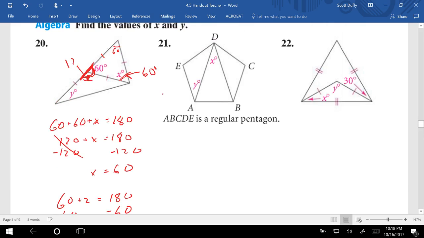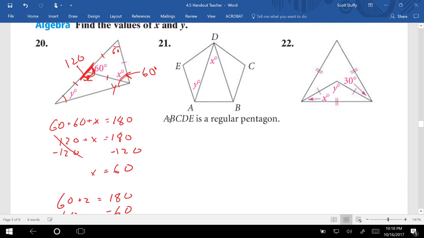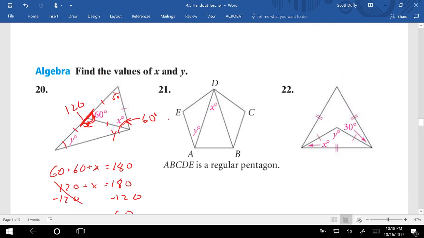Now if this is 120 right there, I know if these two sides are equal, then this angle is equal to this angle, so these are both y. If I had more room, I would work it out, but I know that 2y plus 120 has to equal 180. Subtract 120, you get 60. Divided by 2, you get 30. So y is 30 degrees.